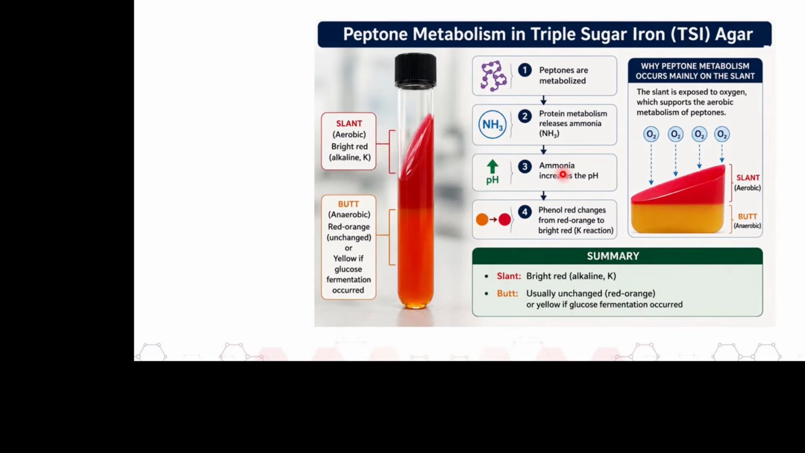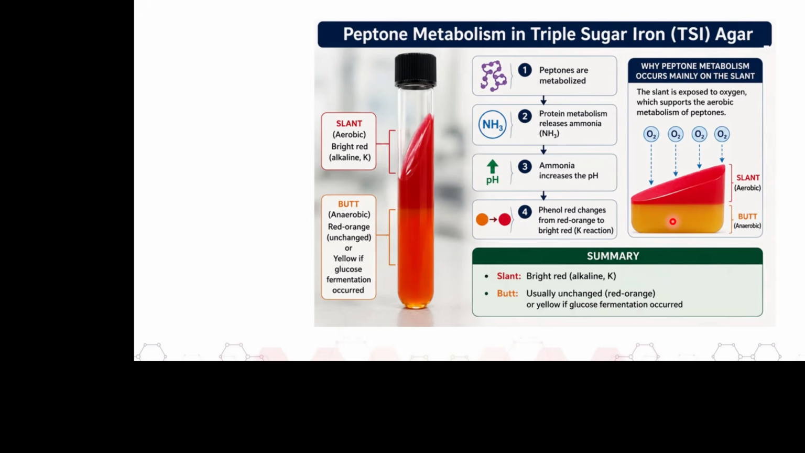And this ammonia produced increases the pH of the medium. Once the pH of the medium is increased, the phenol red, which is the pH indicator in the medium, changes from red-orange to a deep or bright red color as shown over here. However, in the butt, if there is no carbohydrate fermentation, the red-orange color of the medium remains unchanged. But in a case where glucose is being fermented, the red-orange color of the medium changes to yellow as shown over here.